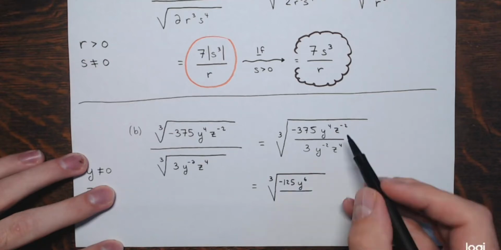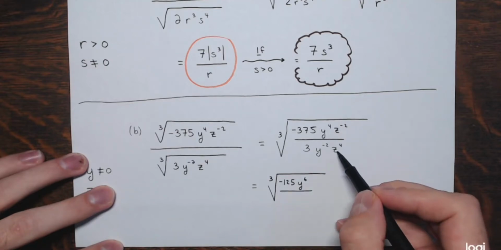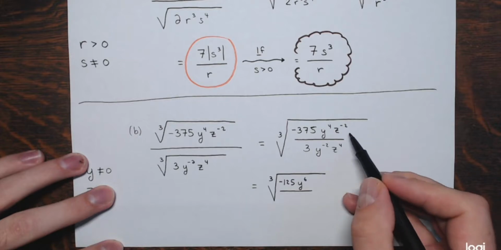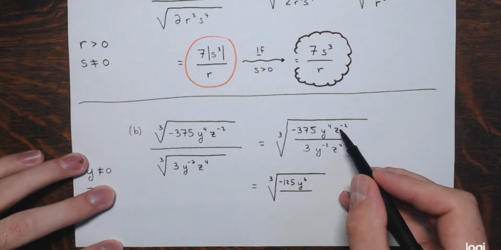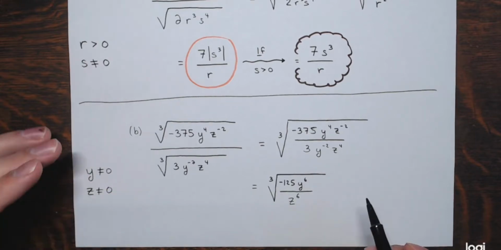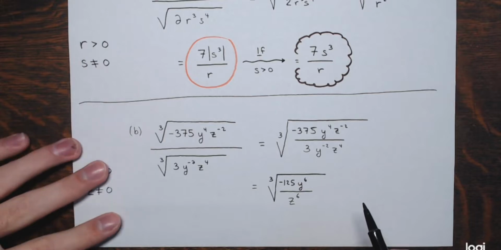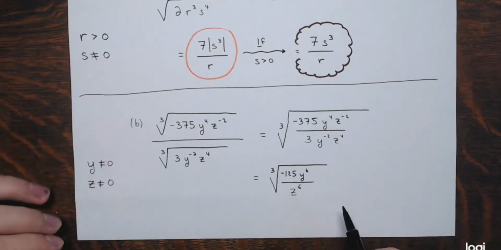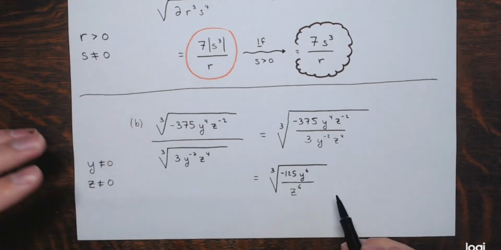And then same thing for the z to the negative 2nd over z to the 4th. If you multiply the numerator and denominator by z squared, that'll be z to the 0 divided by z to the 6th. So you have z to the 6th in the denominator, right? And z to the 0 would just be 1. Okay, so these are all nice perfect cubes.